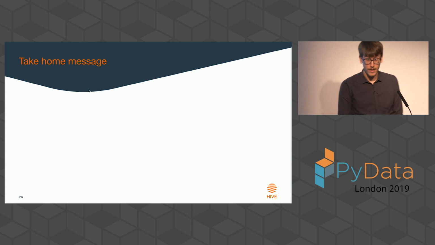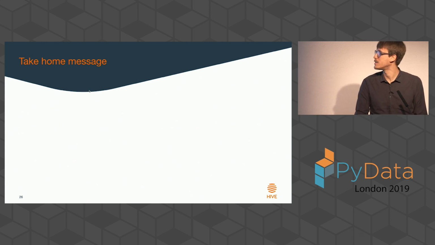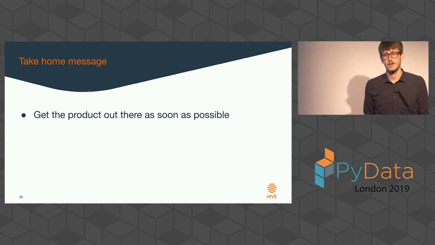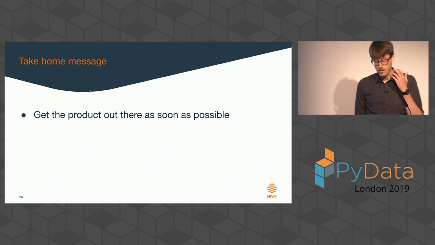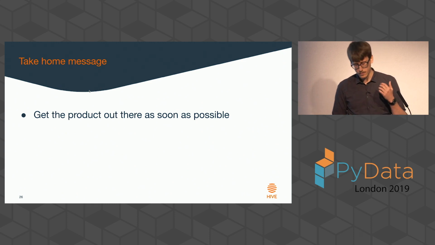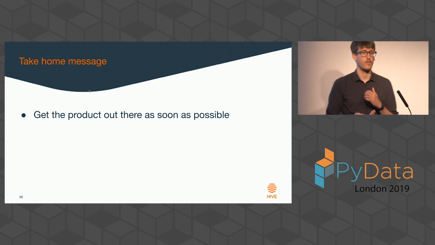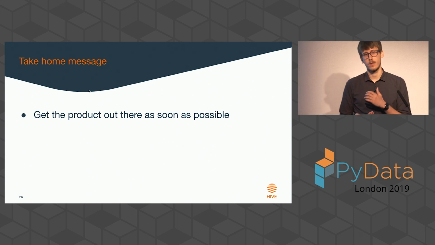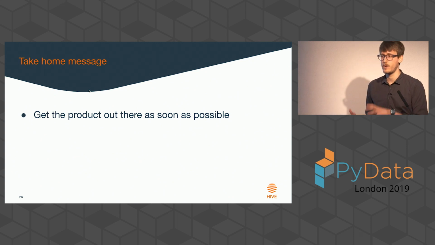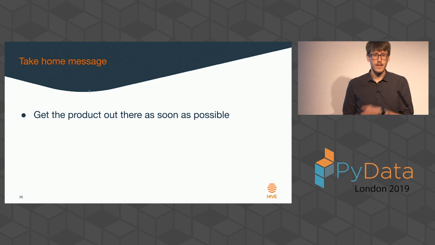So what have we learned about this? Get the product out there as soon as possible. There's no way you can think about every single scenario. You need to get it out and wait and see when it breaks. And be prepared for that. Work very closely with the whole team working on that product and be able to react to any problems that will definitely arise.